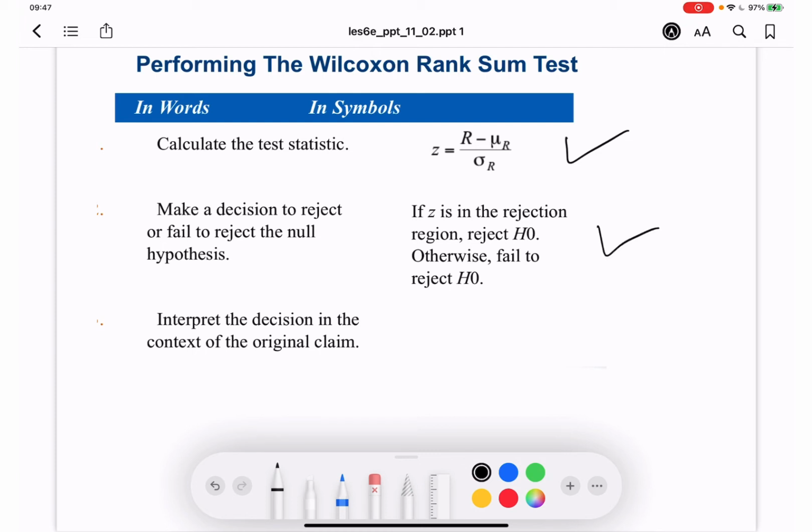If z is in the rejection region, we reject the null hypothesis. If it's in the fail to reject region, then we fail to reject the null hypothesis. And then interpret the given claim.